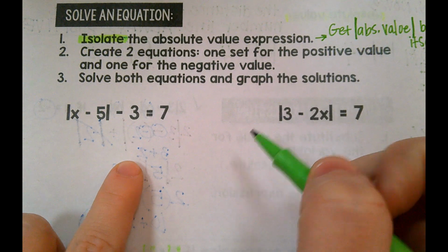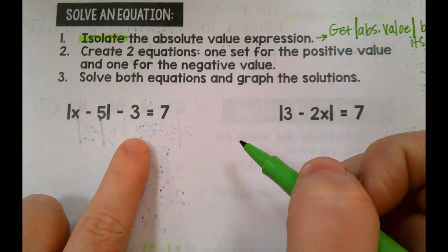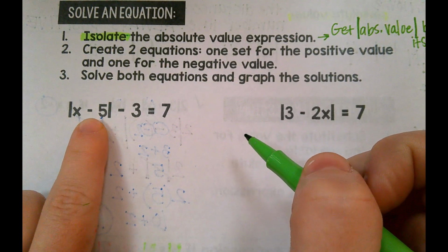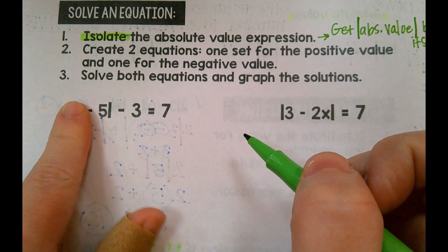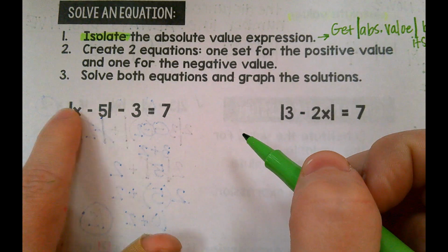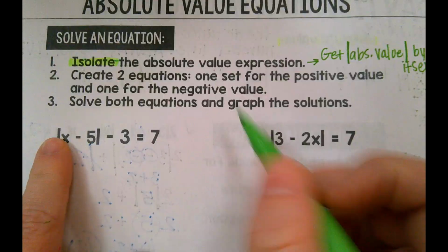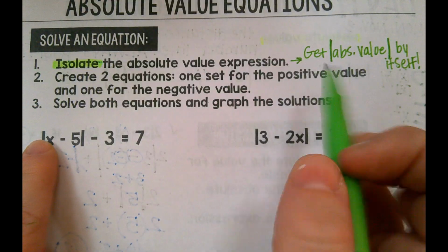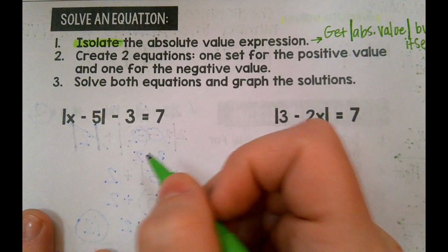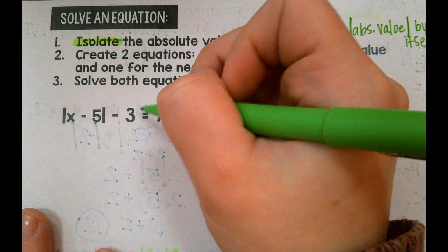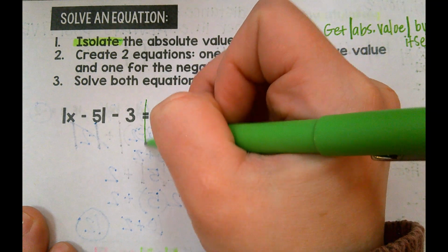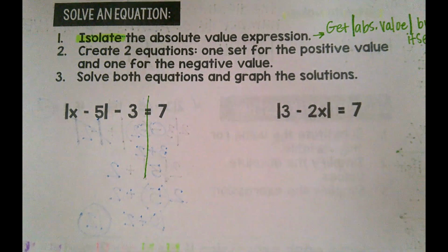So absolute value of -5 is 5. If I knew x was 0, I could do that. But I don't know what x is. So the first thing we're going to do is just get the absolute value by itself. So watch what I do. I'm going to show you first and guide you through. First, I'm going to draw a line through my equal sign. Keep me organized.